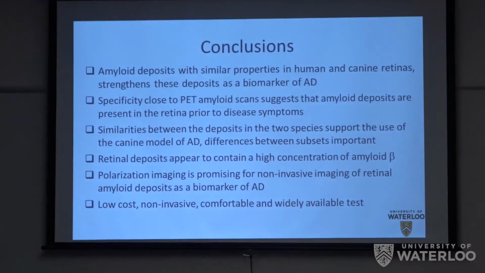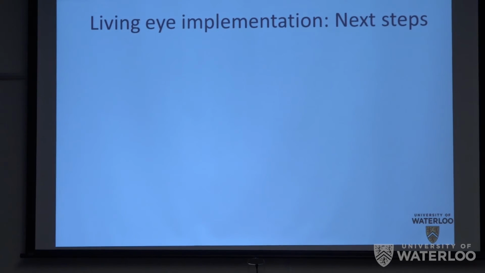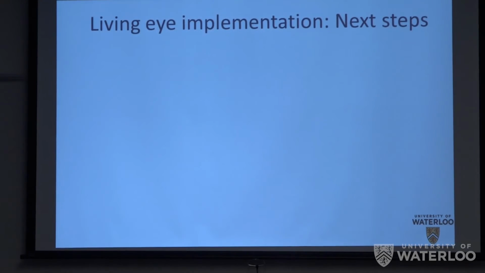So these deposits appear to contain a high concentration of amyloid beta because they have properties very close to the pure amyloid beta. And this is a promising non-invasive method of imaging the deposits as a biomarker, which we are hoping to make a widely available test. And as I said before, important for implementation with clinical trials.